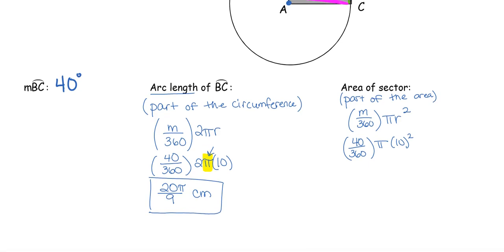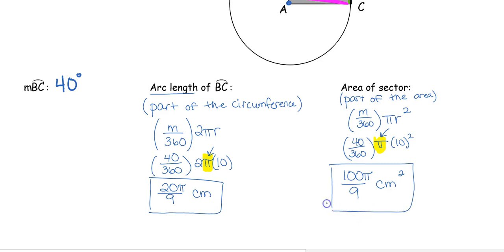Just like before, this pi is not being entered into your calculator. We're going to tack the pi on at the end. It's irrational. It's going to give us crazy decimals. So in our calculator, we do 40 divided by 360 times 10 squared. Once again, you get a decimal. You math frac it. And when you math frac, you get 100 over 9. Don't forget about that pi. We put the pi on the numerator of our fraction. Since we're doing area, this time it's going to be centimeters squared.